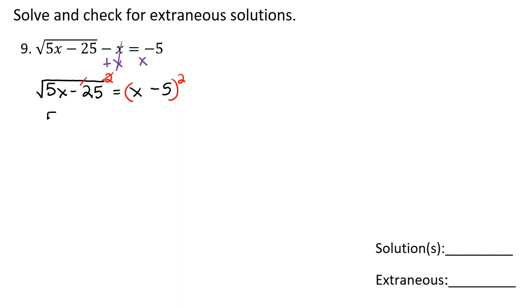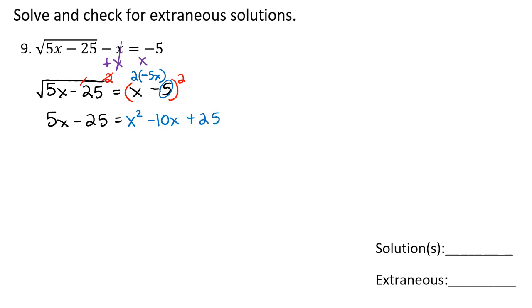We're going to have 5x minus 25 equals, and then we can take the x minus 5 and use the box to multiply it, but I'm going to use the shortcut method that I've been showing you in class for the past week or so. I'm going to take the x and square it to get x squared. I'm going to take the x and the negative 5, multiply them together, then double it, so it's negative 10x. Then I'm going to take the 5 and square it to get 25.